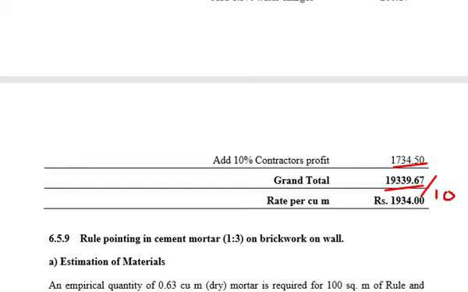So is it clear from this example that for placing 10 cubic meter of random rubble masonry, we require 11.7 cubic meter of undressed stone, 0.8 cubic meter of header stone, and 4.2 cubic meter of dry volume of cement and sand? Clear? From that we calculated all these quantities.